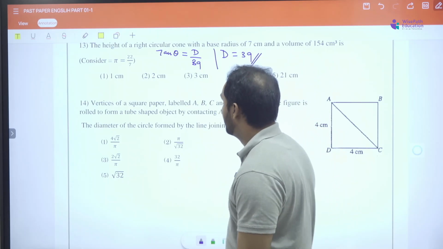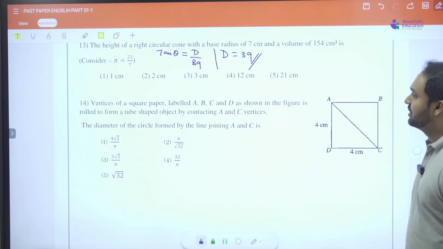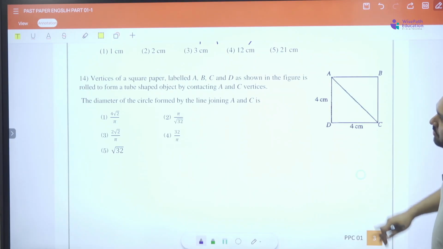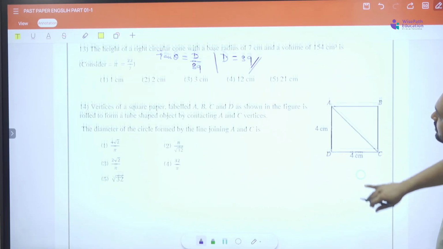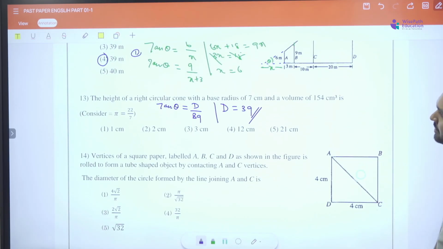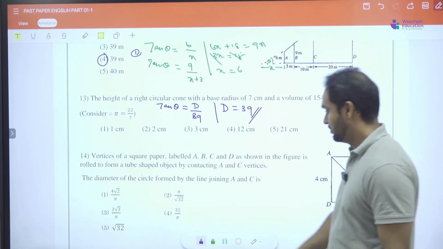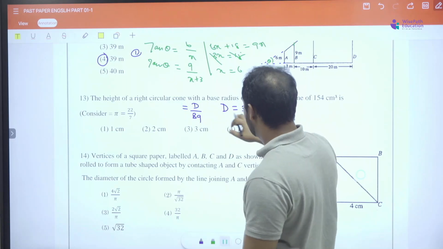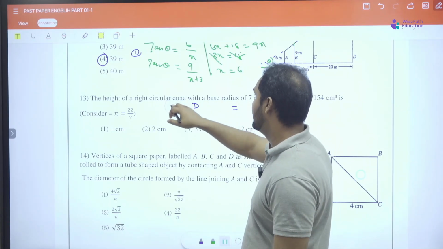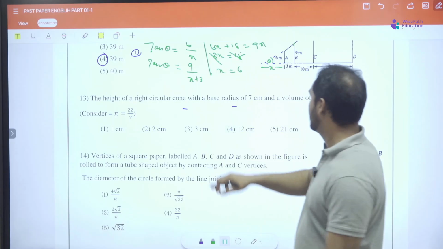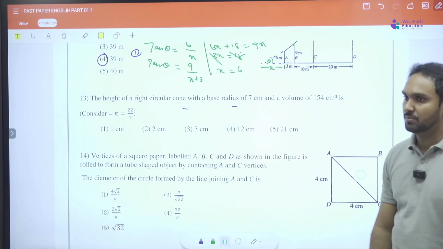The vertices of a square paper labeled A, B, C, D as shown in the figure is rolled to form a tube shaped object by contacting the A and C vertices. The height of a right circular cone with a base radius 7 centimeter and a volume of 154 is. How do you find it? Height of a circular cone with a base radius of 7 centimeters and the volume of 154. How do you find it?